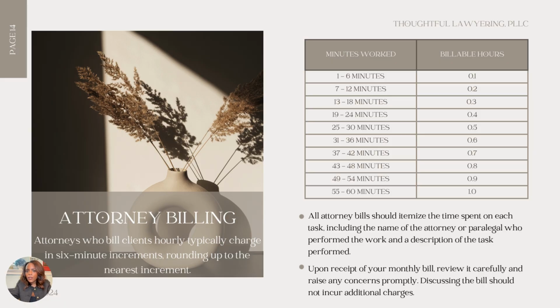Before we get to the examples, there are a couple things I want to stress. First, all attorney bills should clearly itemize the time spent on each task. This includes the name of the attorney or paralegal and a specific description of the work done, like research, drafting, or meeting with you, the client. Second, when you receive your monthly bill, I encourage you to review it carefully. If you have any questions or concerns, don't hesitate to reach out to your attorney or their administrative assistant. Discussing the bill shouldn't lead to additional charges. We'll discuss this more later.